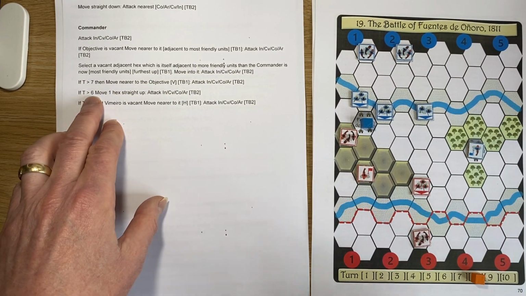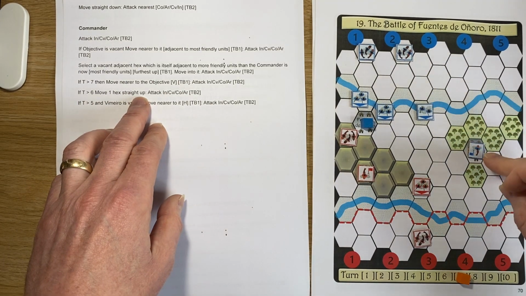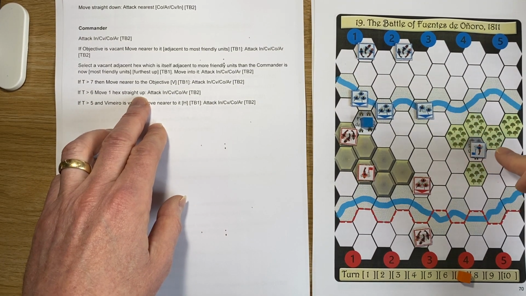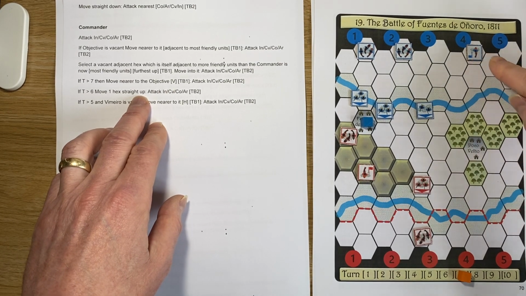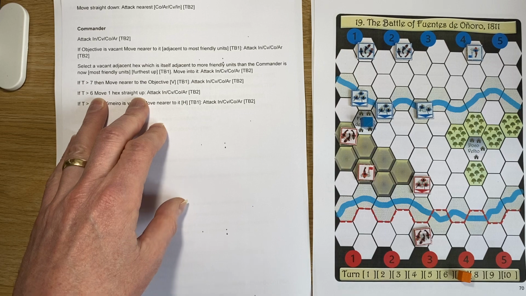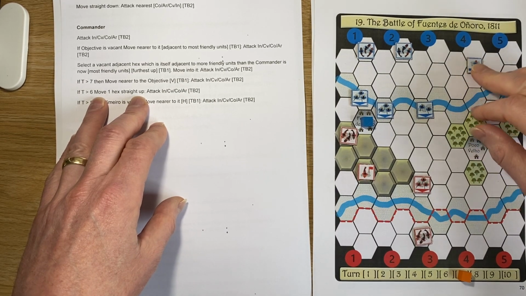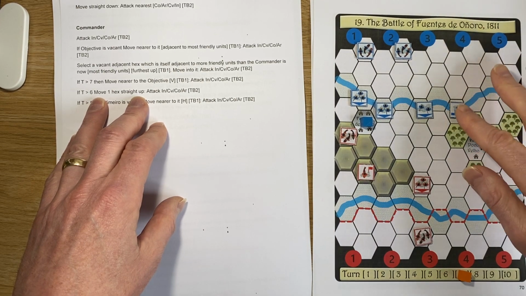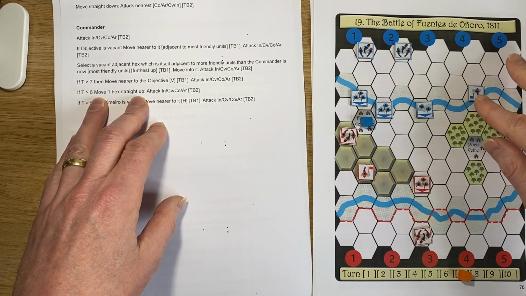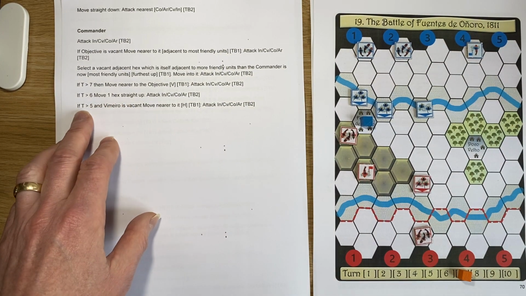If T is greater than 6, in that case, so from turn 7 onwards, move 1 hex straight up, which means exactly what it says. It's not a misprint. It means he's going to move up the map like that, and I guess that's probably from a defensive type battle, probably one where the commander is trying to stay alive. There are some where the player has to eliminate the enemy commander, so it may well be that from turn 7 they're backing away, just getting as far away as possible.